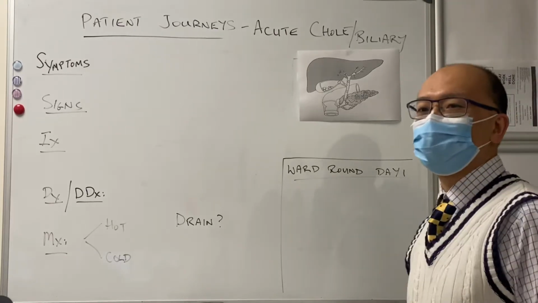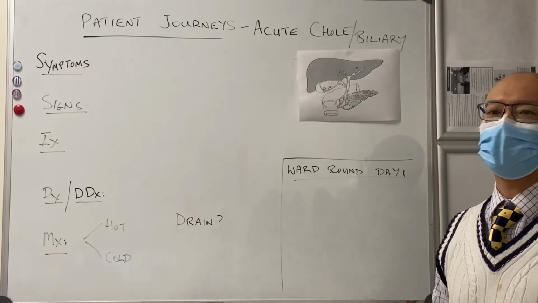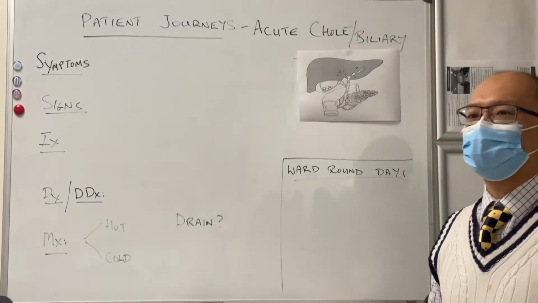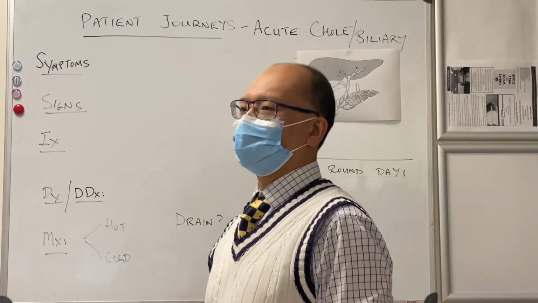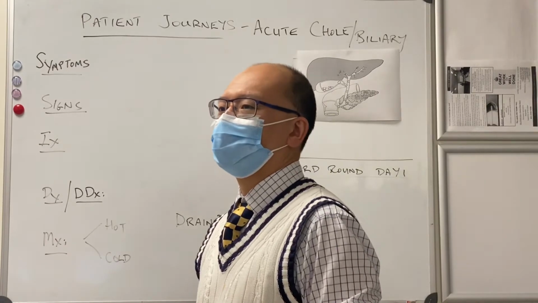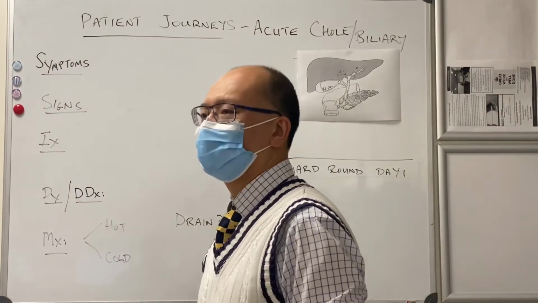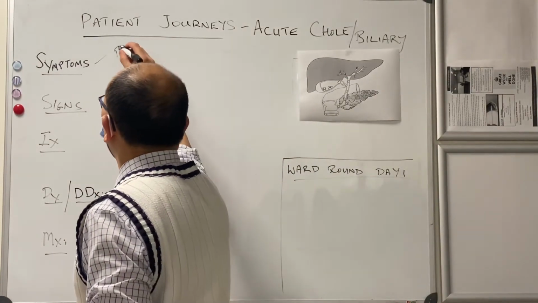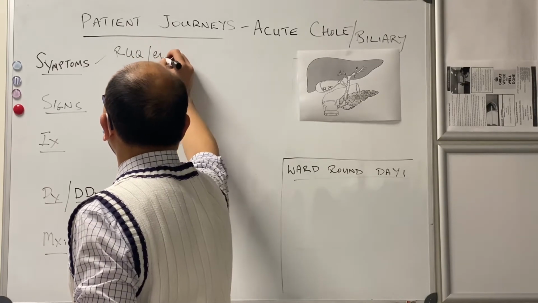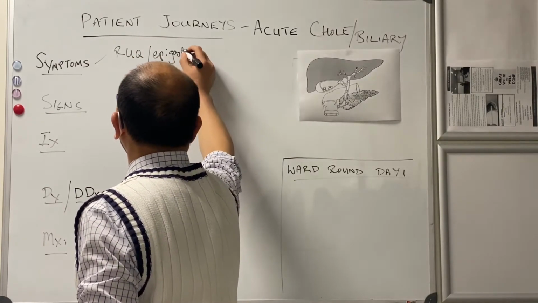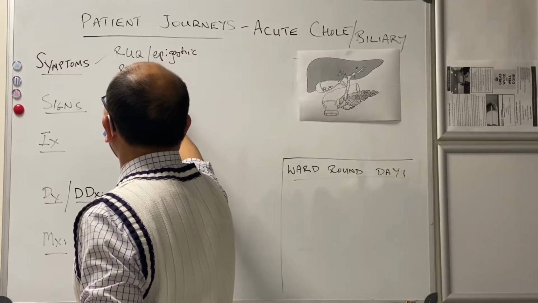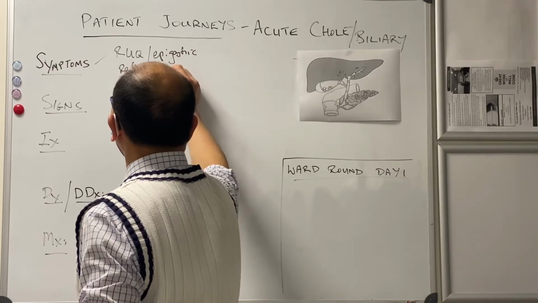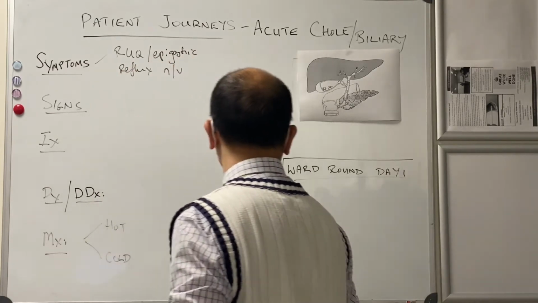All right, so we'll go through the patient journey for acute cholecystitis. What symptoms do they have, Jeanette? What do they come in with? Right upper quadrant pain, sometimes epigastric, sometimes a bit of reflux, nausea, vomiting, which could be bilious in nature.